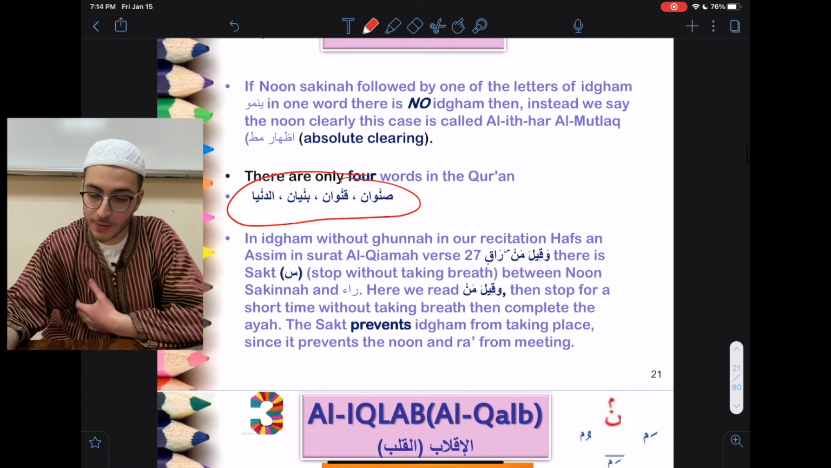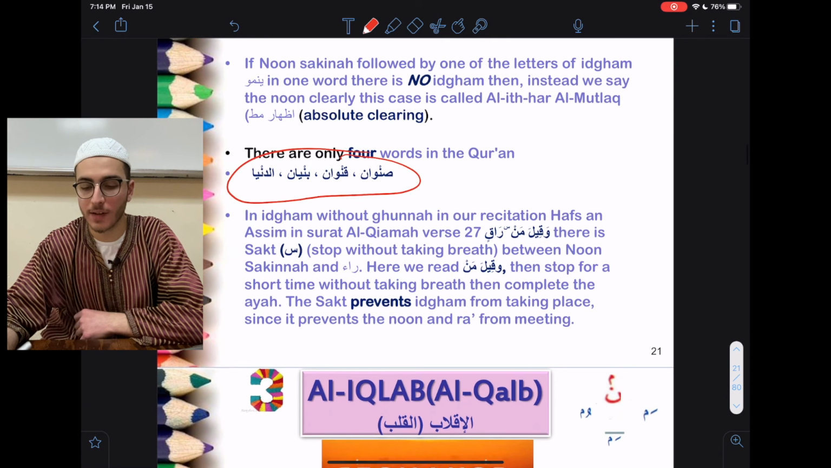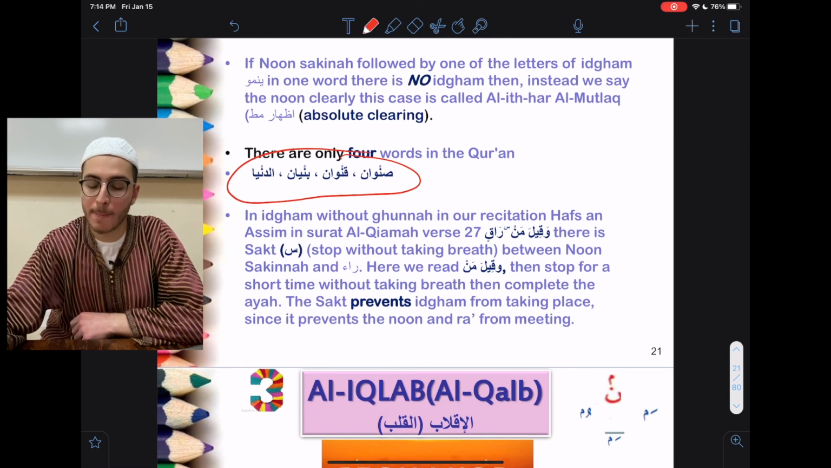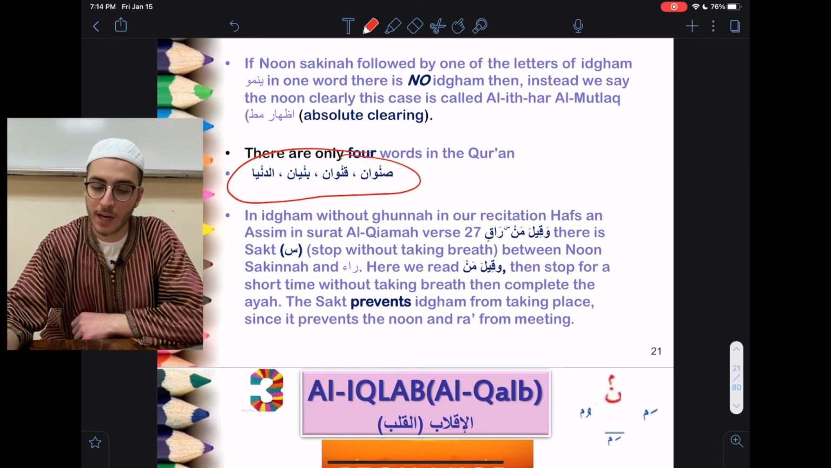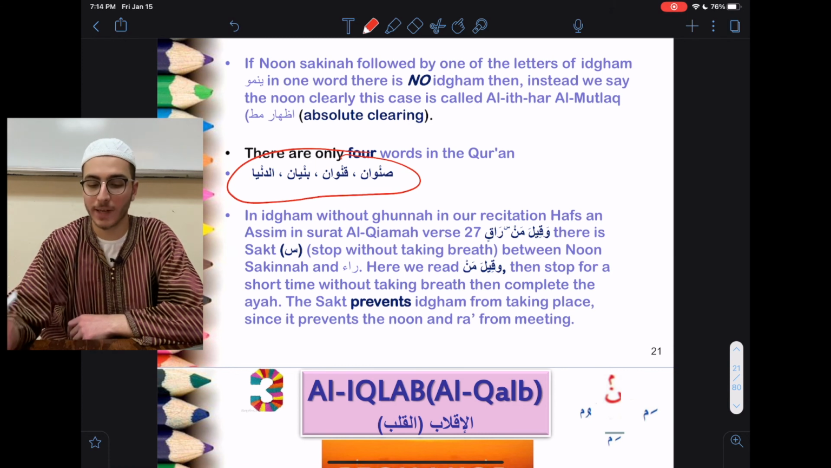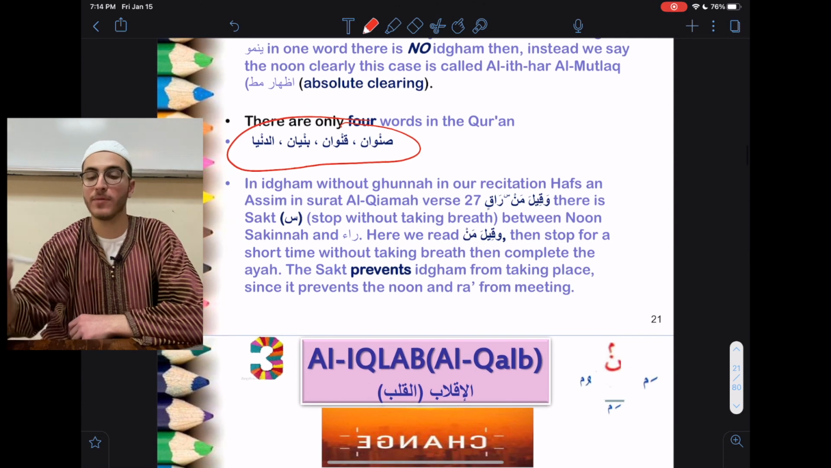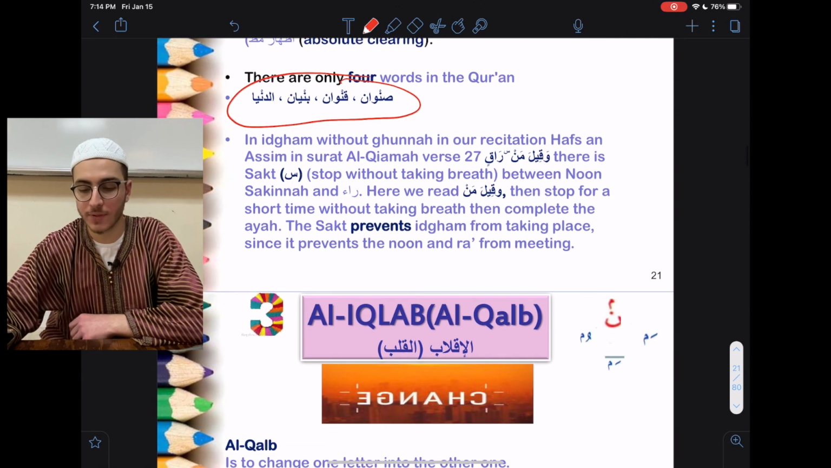And also, this is just a complete idea of idgham. Just one more point. We don't make idgham in Surah Al-Qiyamah verse 27, وَقِيلَ مَنْ رَاقٍ, because we make saktah. Okay? So that's an example of noon sakina followed by ra, but we don't make idgham. So that's the only other one.